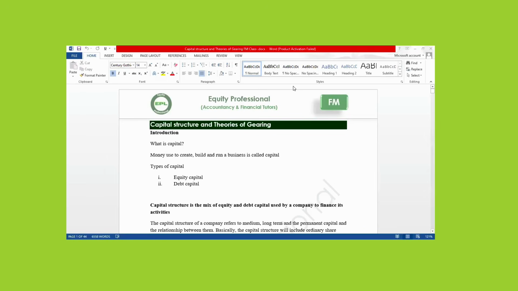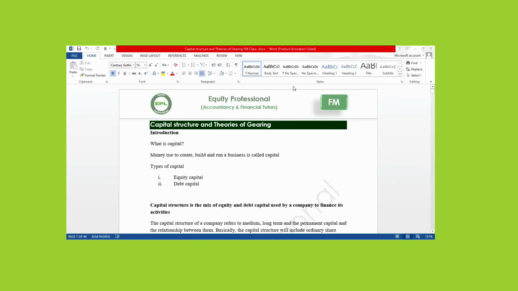Number two, types of capital. Basically, there are two types of capital: equity capital and debt capital.